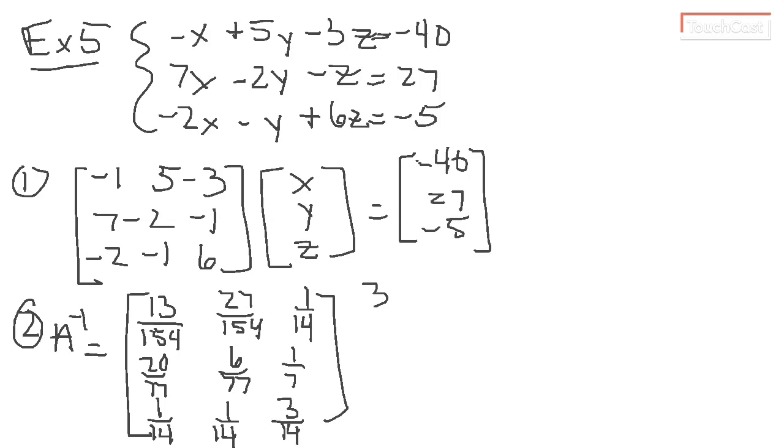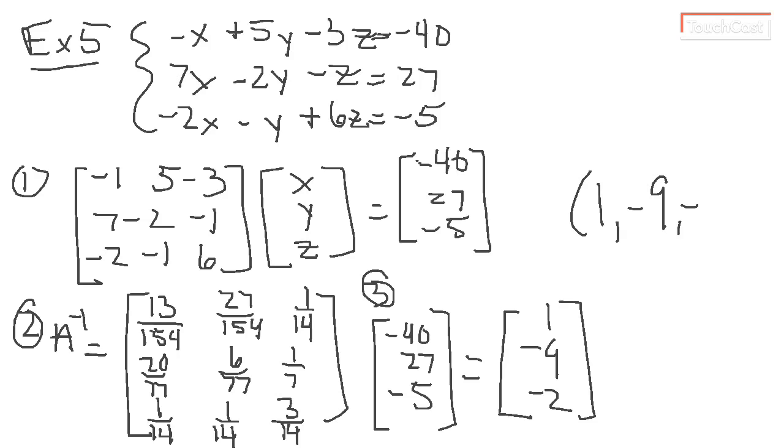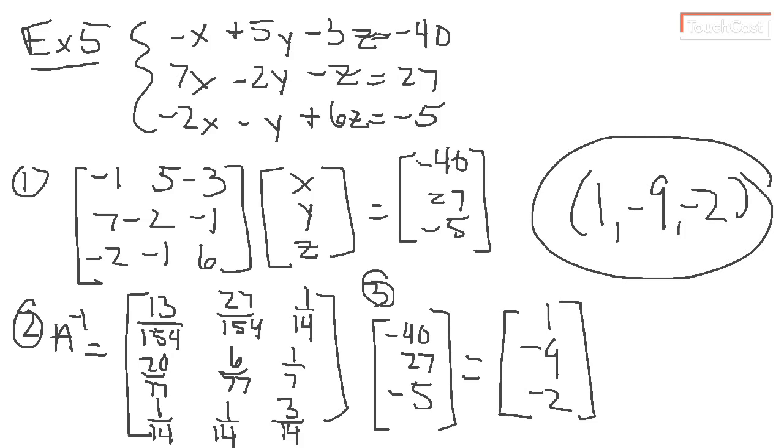So now step 3, if we multiply this by B, negative 40, 27, negative 5, which again, I would just use my calculator, make it easier on ourselves. We're going to get 1, negative 9, negative 2, which means our solution is the ordered triple 1, negative 9, negative 2. So let's do example 6, and then I'll sum up what we've been doing.